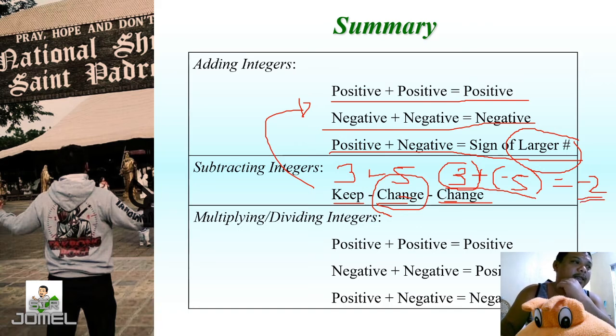Okay, and then multiplying and dividing integers, so positive times positive is positive. If you multiply or divide positive numbers or like signs, the product or quotient is always positive. And then, if we multiply or divide two unlike signs, positive and negative, the product or the quotient is always negative. Is that clear? Okay.